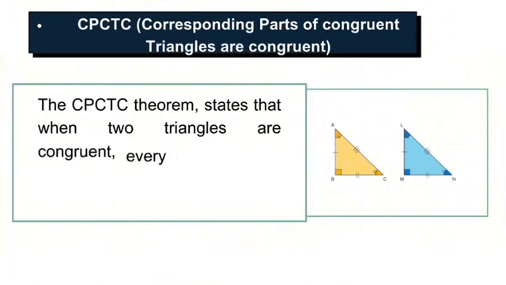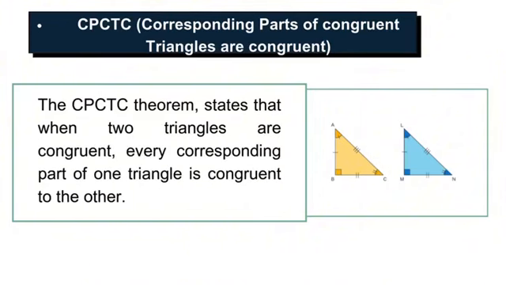Now that we are done stating our learning objectives, we will focus on our main topic, which is corresponding parts of congruent triangles are congruent, or known as CPCTC. It states that when two triangles are congruent, every corresponding part of one triangle is congruent to the other.